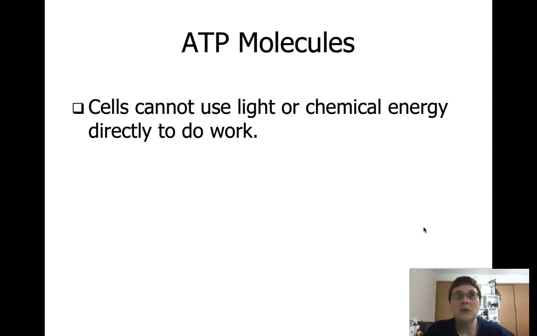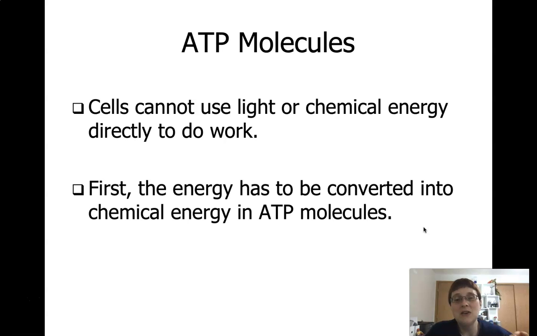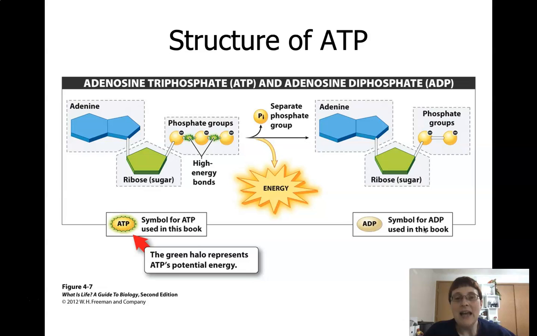So it's just like your electronics. Like your laptop or your cell phone, they can't use the electricity directly from the wall. You need to store it in a battery. And so the same thing for your cells. You need to take that energy from the light or your food and put it into a battery so that then your cells can use it. Right? So we need to convert it into ATP. Right? So what is ATP? Well, ATP is this guy right here.